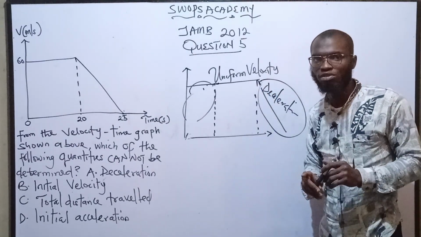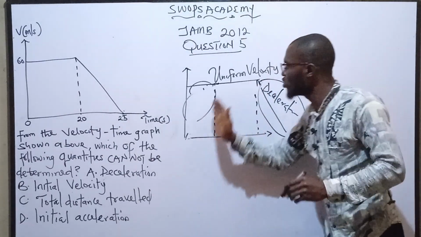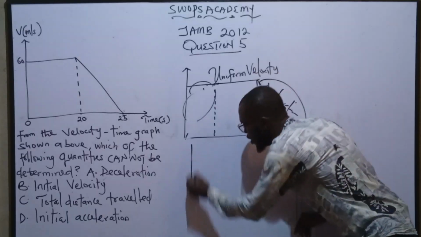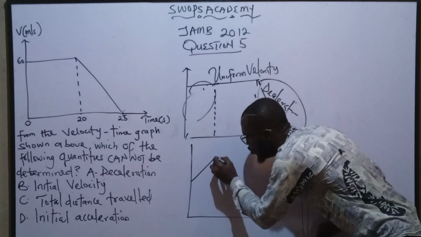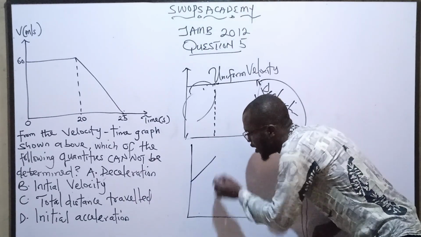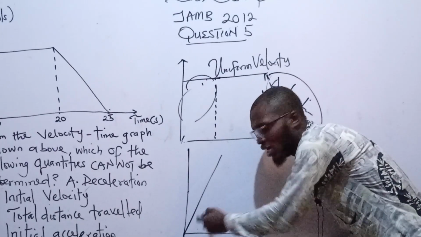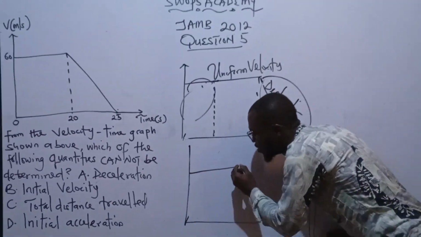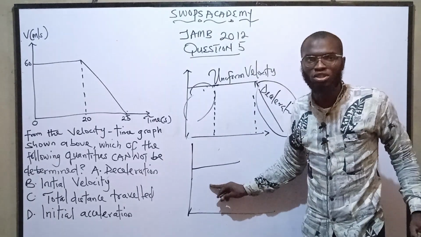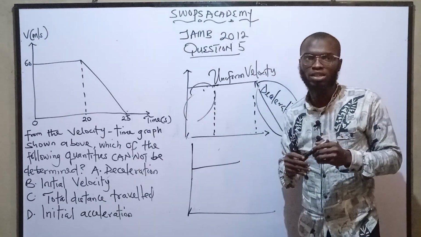Velocity or constant velocity. Are we together? Note that whenever a body accelerates, it moves like this. You can also see it from the zero origin like this. But when you see it like this, that means there is no acceleration there. So let's use that to answer this question.